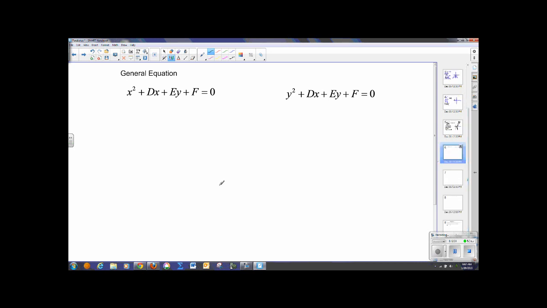For general equations, we just talked about that. We had something that was in non-h,k form. Our general equation is x squared plus dx plus ey equals f, whereas for a parabola opening sideways, it's y squared plus dx plus ey equals f. So just what's changing here is the x squared and y squared, and that will indicate that we have a horizontal opening for our parabola.